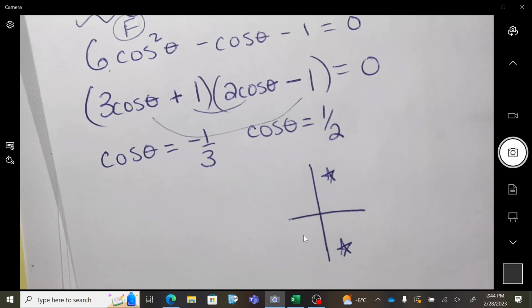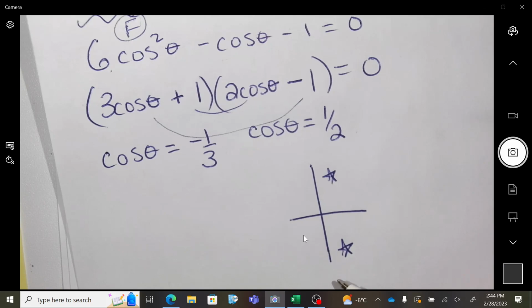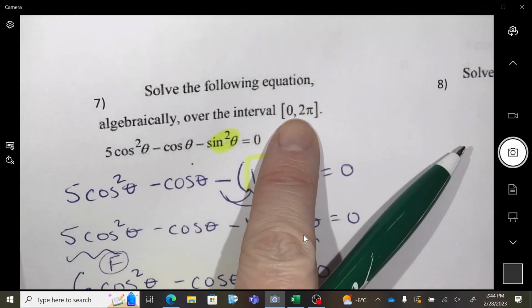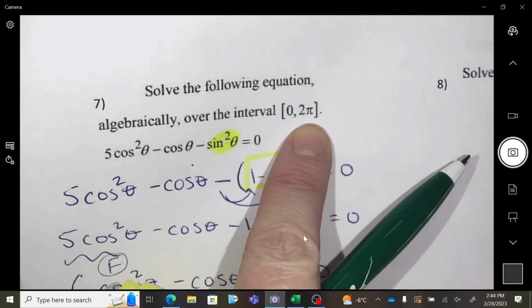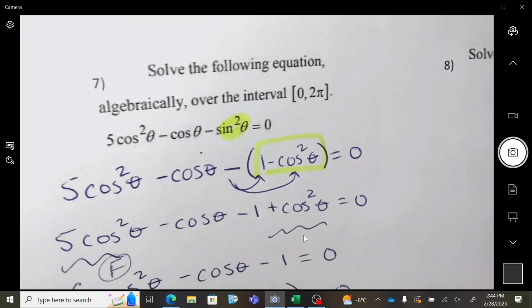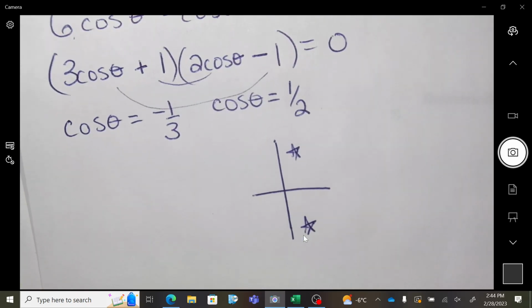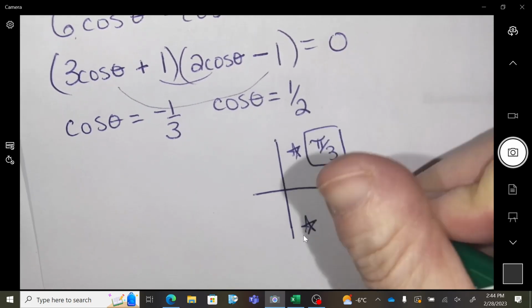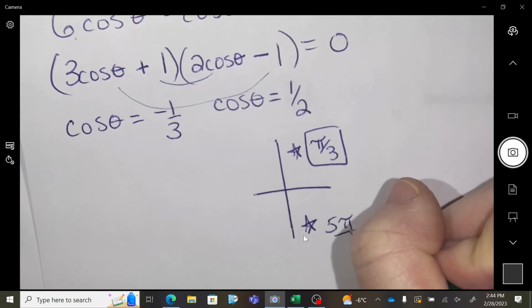Okay, so there's the unit circle positions. And what should I do for an answer here? Just on the interval. So I just need a radian answer. Not the plus 2 pi k, right? Just the radian. So we just did it. What was this one? Pi over 3. 5 pi over 3.